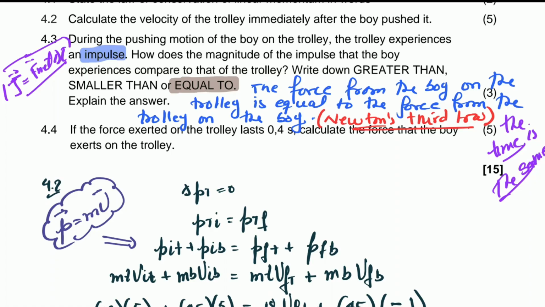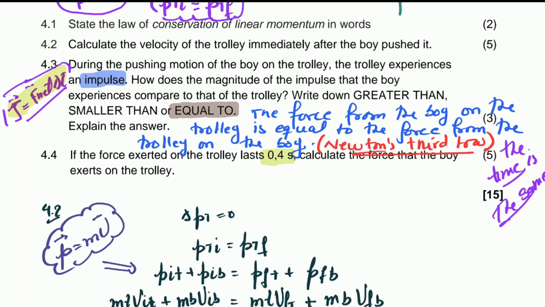Question 4.4: if the force exerted on the trolley lasts 0.4 seconds, so let's mark this data, this is the time, the time of duration. Calculate the force that the boy exerted on the trolley. Guys, we are going to use that formula there. Note that we are looking for the force that was exerted on the trolley, so we have to look at the data for the trolley.